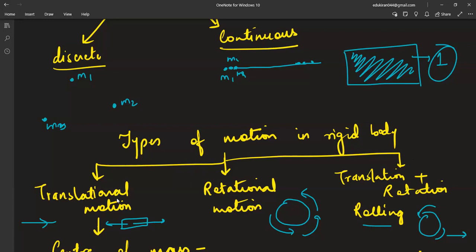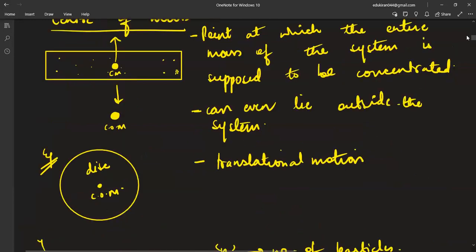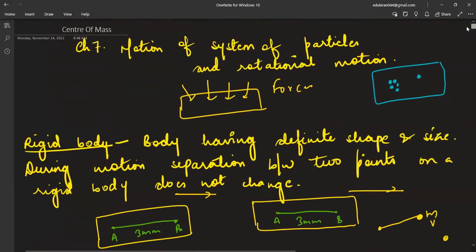So we'll start with translation motion, in which we have the concept of center of mass. Let us discuss that. Do one thing, note it down first, the introductory part of this lesson, chapter 7.